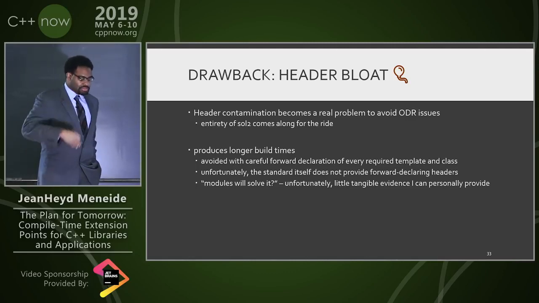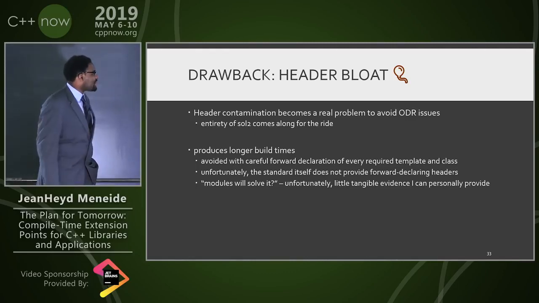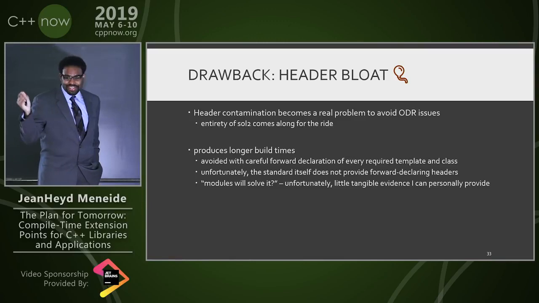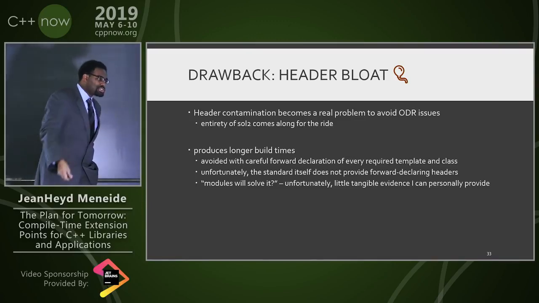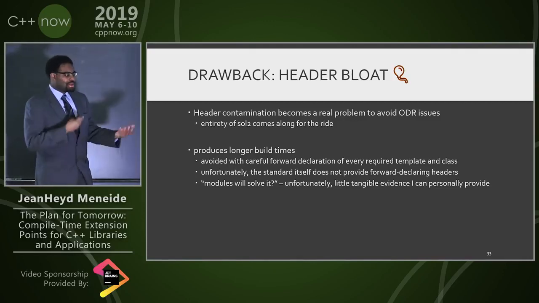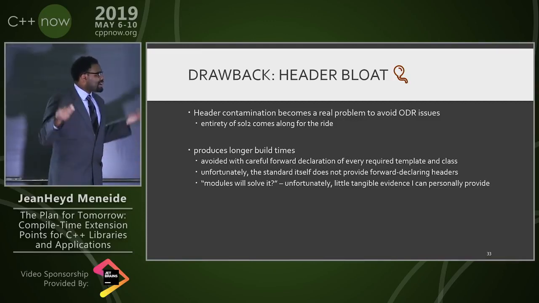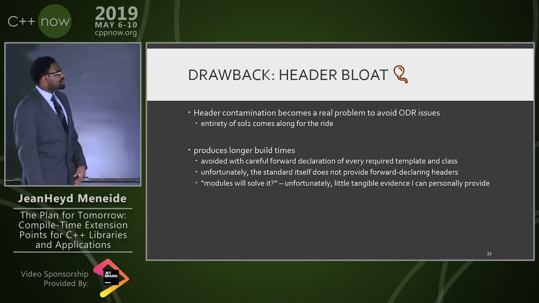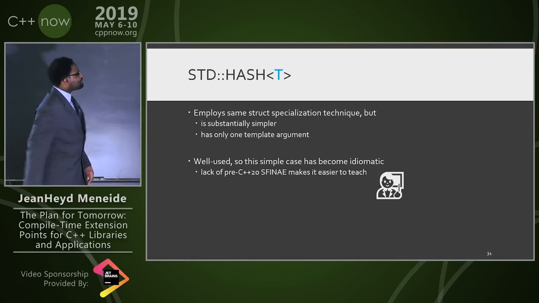Obviously, all the standard headers I had to drag in along for the ride, which is another problem. The standard itself doesn't define a lot of forward headers, so if you include functional, you take everything functional has to offer and not just the part that you want. Again, they're saying that modules will solve this, that by providing a modular standard library and other things, we'll be able to get around this problem. I don't have evidence for that in my hands. I think there are more committee members that do have that evidence, but not with me, unfortunately.